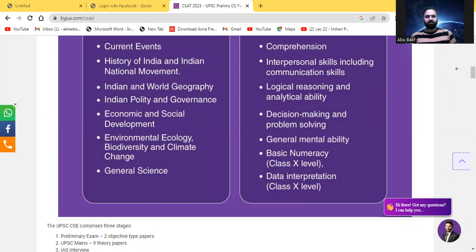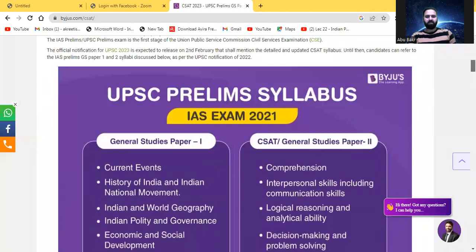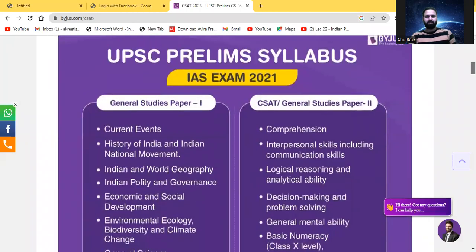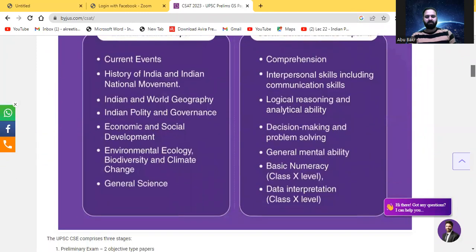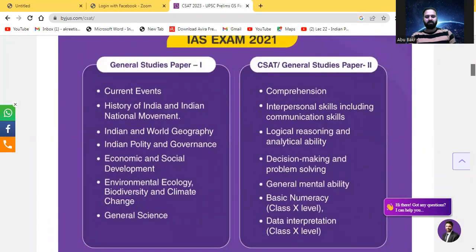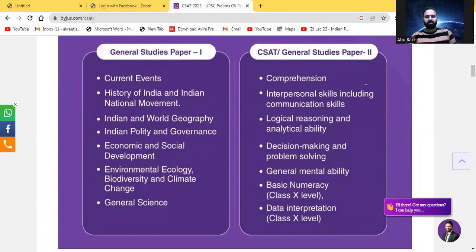If you look at this, you can see clearly that this is the UPSC prelim syllabus. It consists of two parts: General Studies paper one and CSAT, or General Studies paper two. I am not going to discuss paper one right now. It consists of current events, history of India and the Indian national movement, India and world geography, Indian polity and governance, economic and social development, environmental ecology, biodiversity and climate change, and of course general science. But right now we are going to discuss CSAT, the Civil Services Aptitude Test.